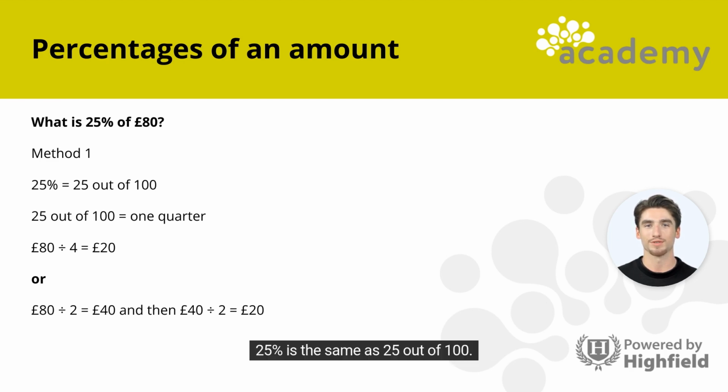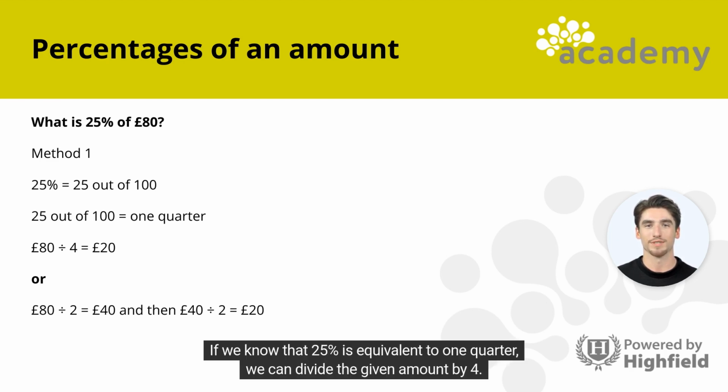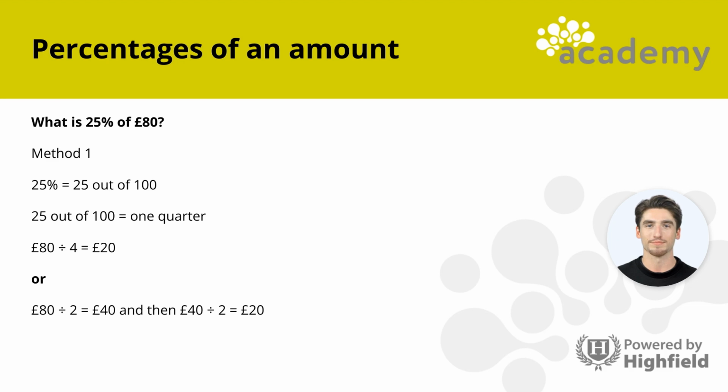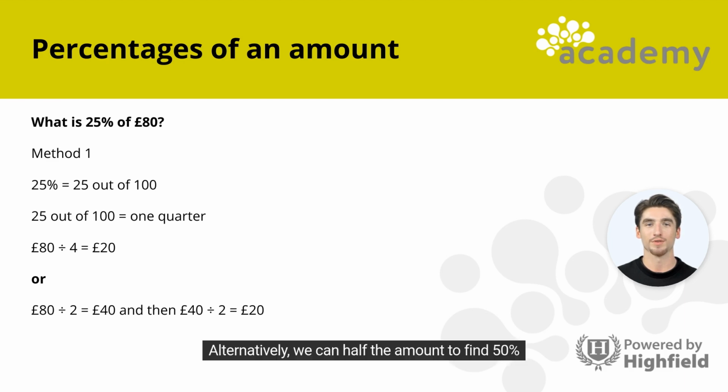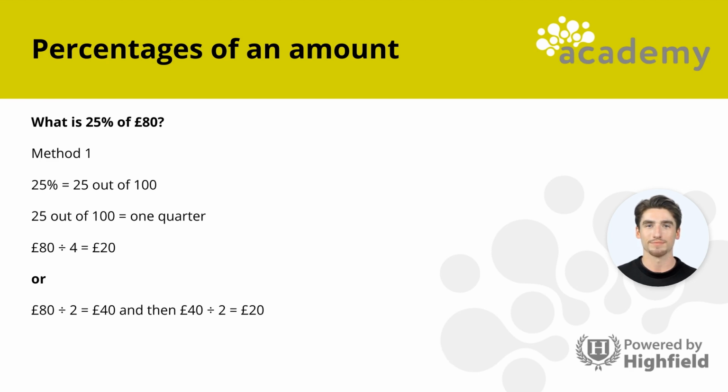25% is the same as 25 out of 100. If we know that 25% is equivalent to 1/4, we can divide the given amount by 4. £80 divided by 4 equals 20. Alternatively, we can half the amount to find 50% and then half it again to find 25%. This is because percent means 100. Half of 100 is 50. Half of 50 is 25.